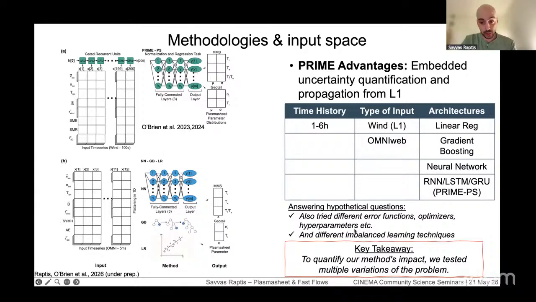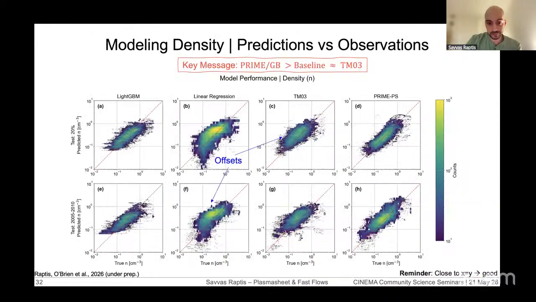Now, another takeaway from this slide is that we quantified our methods with many different variations in order to make sure that it was not the method or the data set or the time history that was driving the result, but that it was basically a general finding, as we will see.